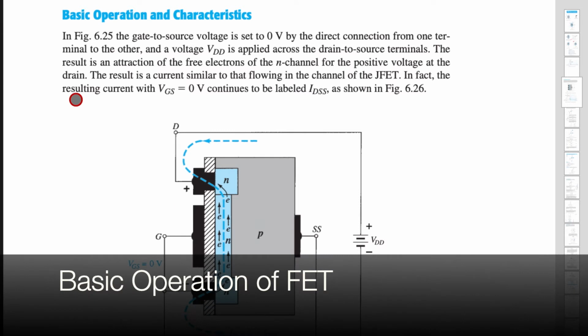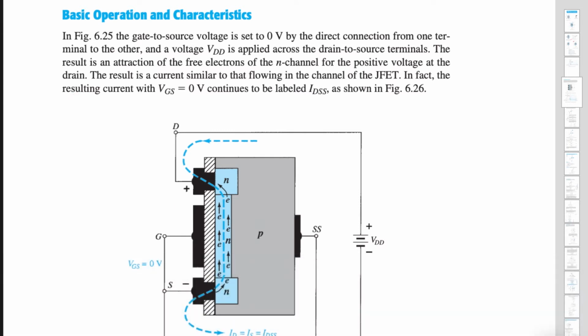Let us see basic operation of FET and also biasing. So operation in our previous video we have already seen. Nevertheless, we'll see much more in detail because we are adding some other conditions for this. So this is the FET.